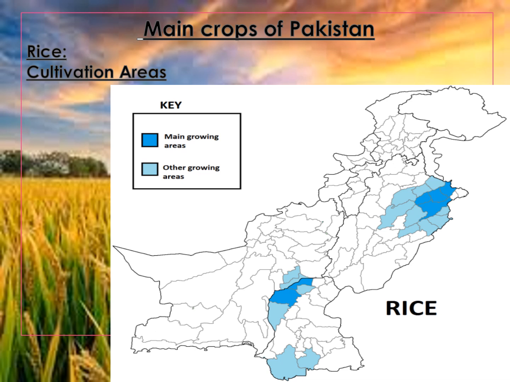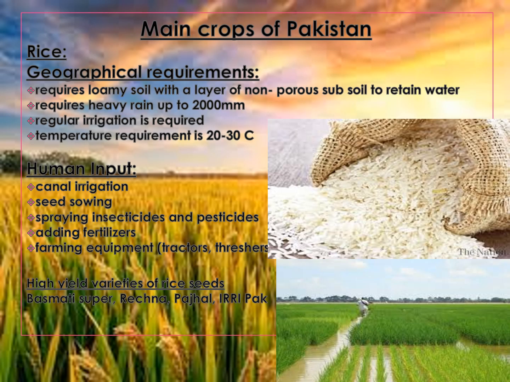Now, the next important crop, one of the main crops of Pakistan, is rice. If we talk about the cultivation areas, you can see that the areas which have a higher rainfall level, the areas of Upper Punjab and the areas of northern Sindh are the particular areas where the rice fields are there.